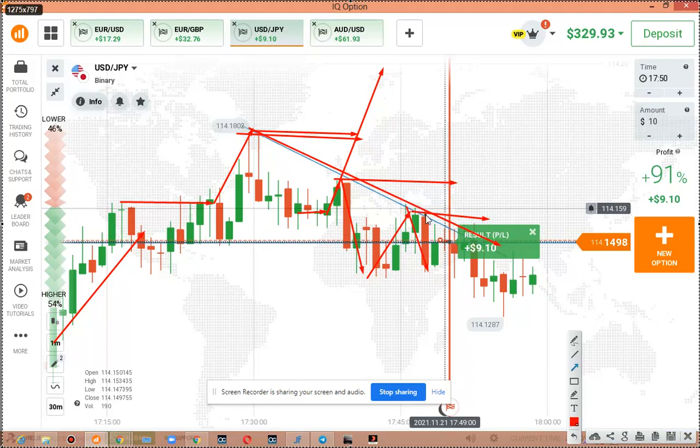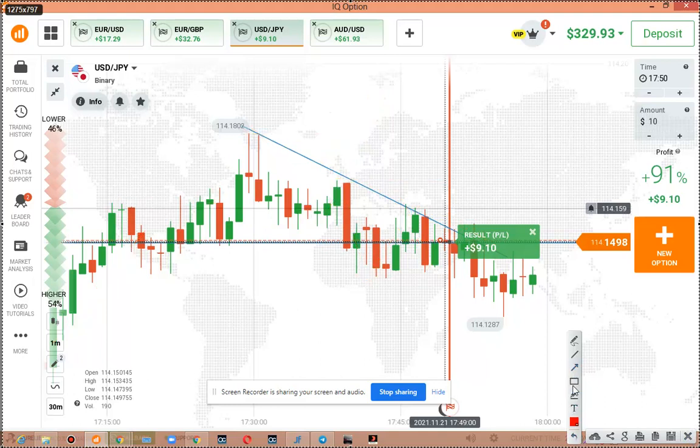So sellers entered from this level. This candle also reversed. That means I have to trade in the direction of the trend. Look at the lower level. The lower level is where the buyers are entering the market.